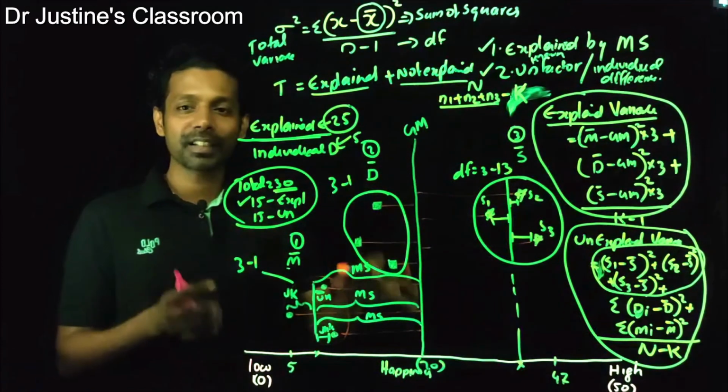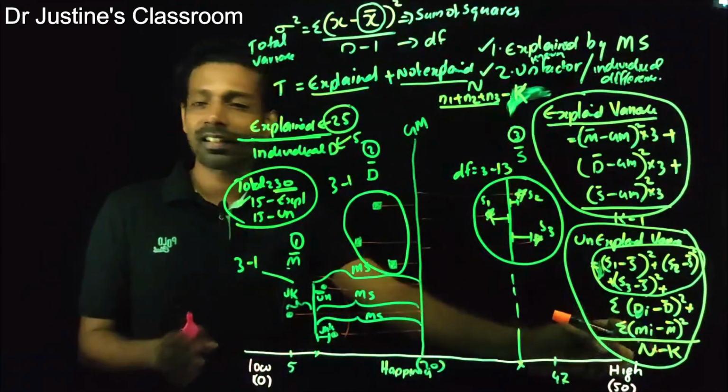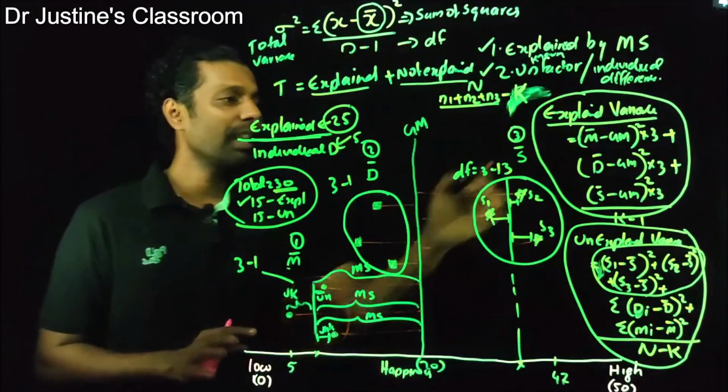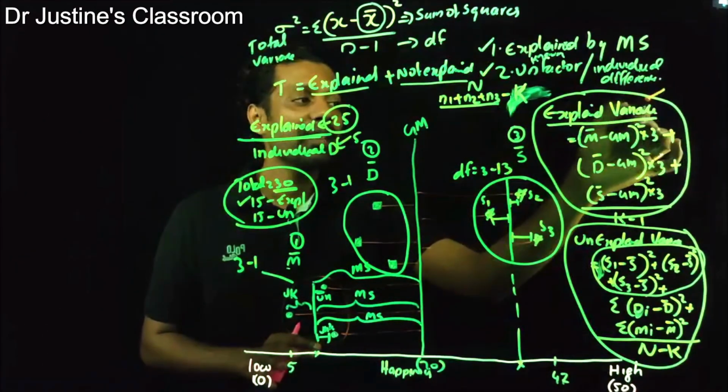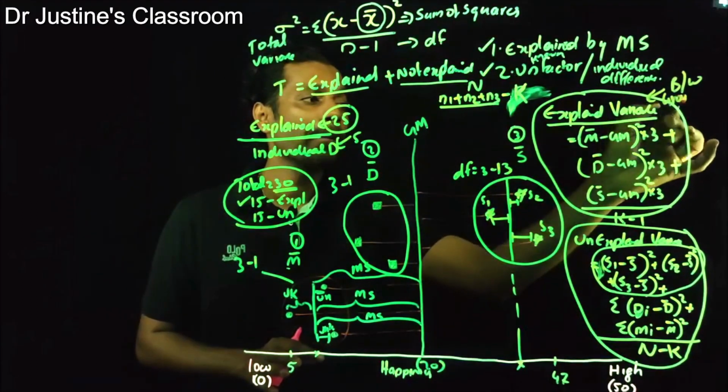Now, come back to the terms here. Total variance is the entire variance, a common thing you have already heard about. And what is explained variance? Explained variance is the between group variance.